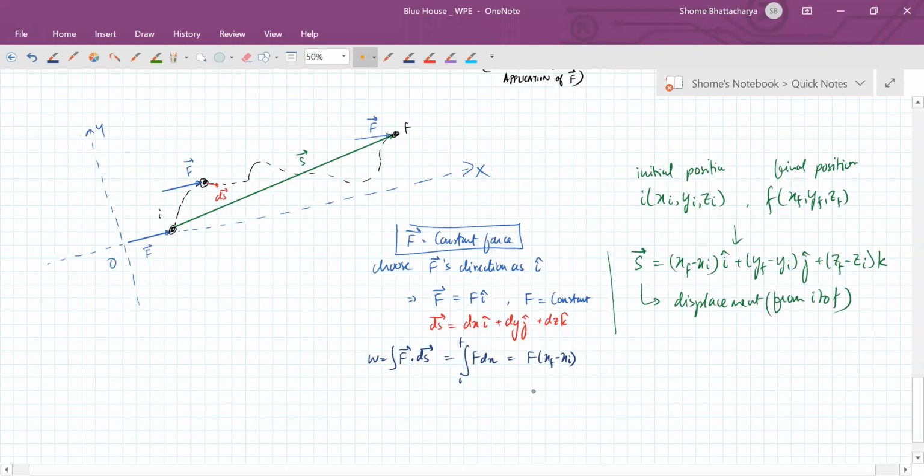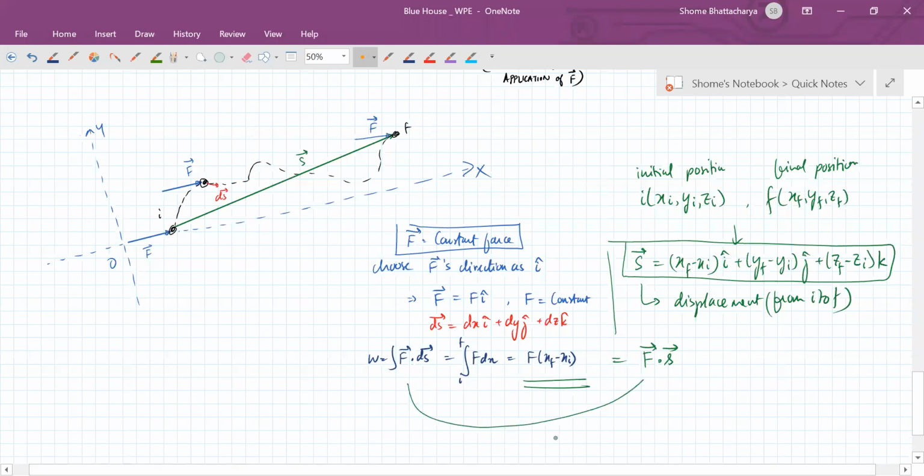So now when you look at this quantity here and connect it with this definition of the displacement, you can see that this is nothing but the dot product of force and displacement. In other words, because force is constant, we could have skipped this integration step and just written that it is F dot integration of ds, which means F dot s. It's one and the same thing, but provided the force is constant. Okay, hope this is clear. Just make a note of this also.